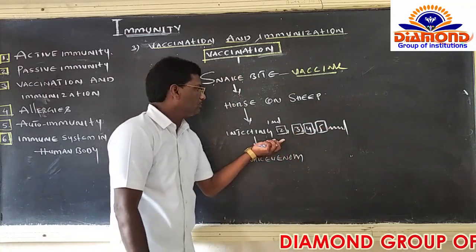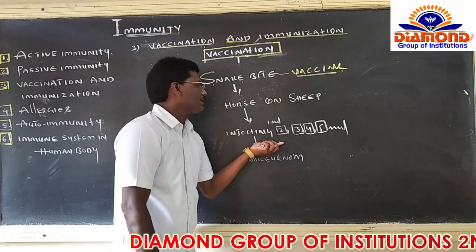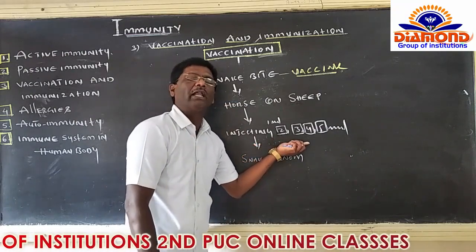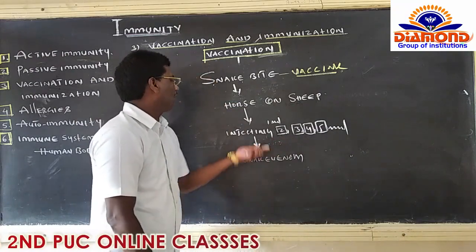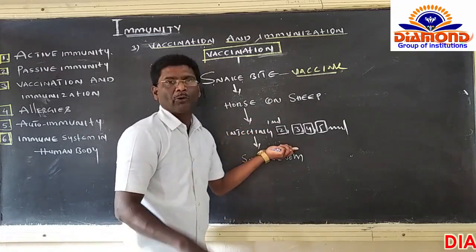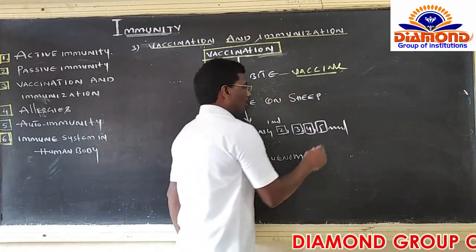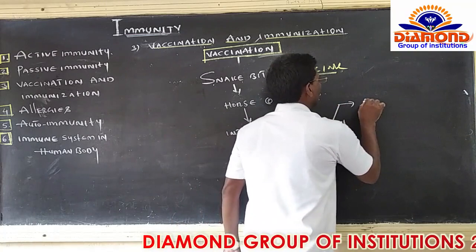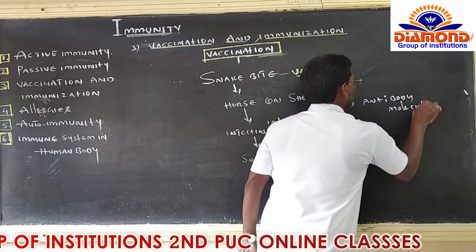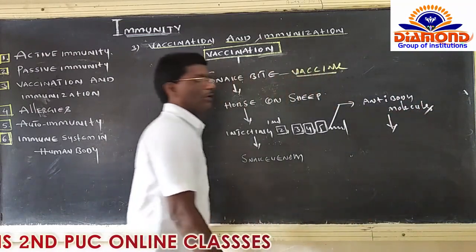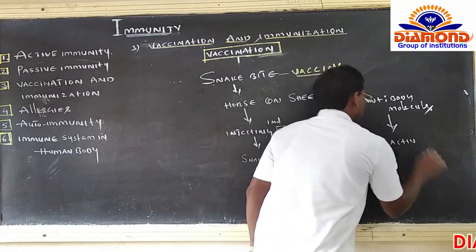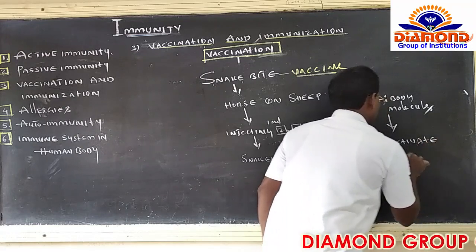So when we inject a slight amount of snake venom into an animal's body, the dose is gradually increasing, 1 ml and 1 ml. According to that, the animal, either horse or sheep, is not going to die. They produce antibody molecules against snake venom. Finally, they produce antibody molecules. Such antibody molecules can easily inactivate snake venom.